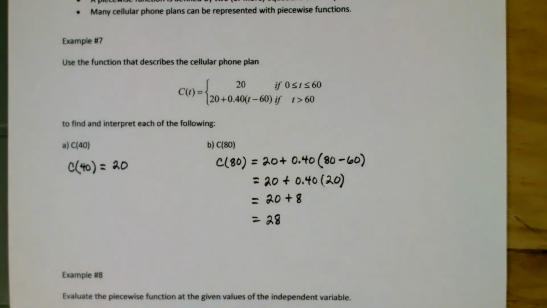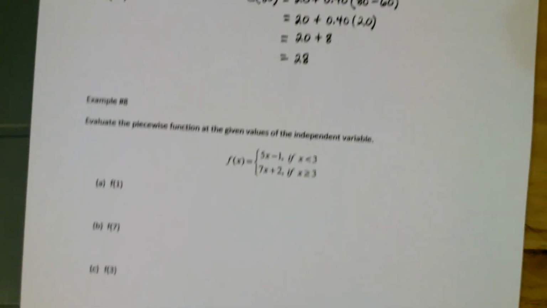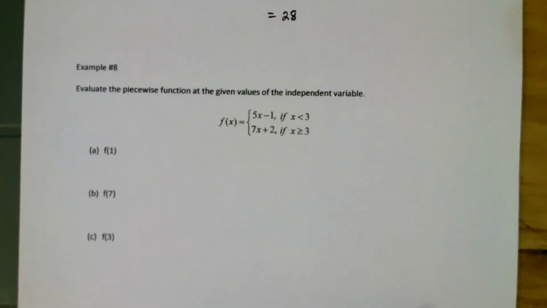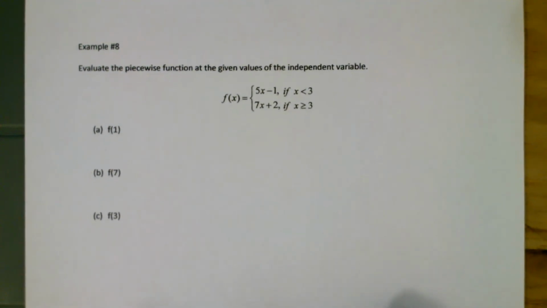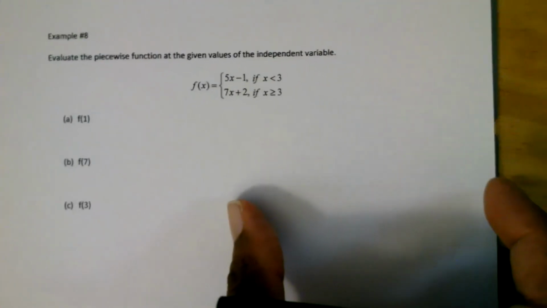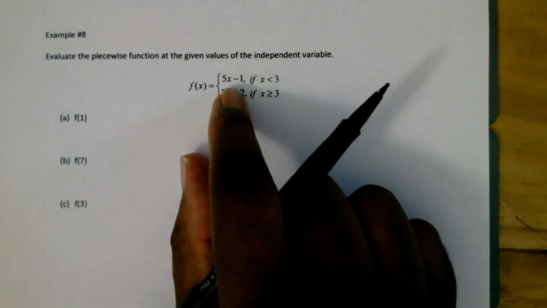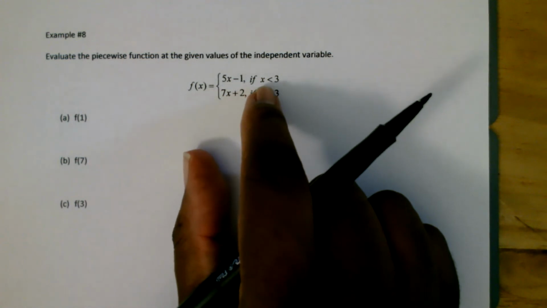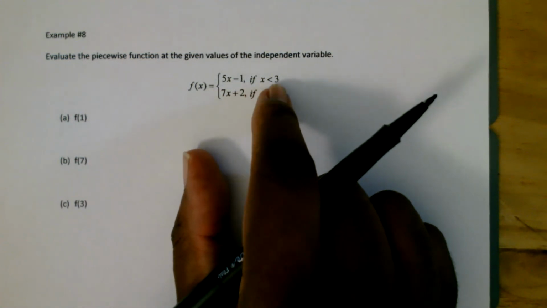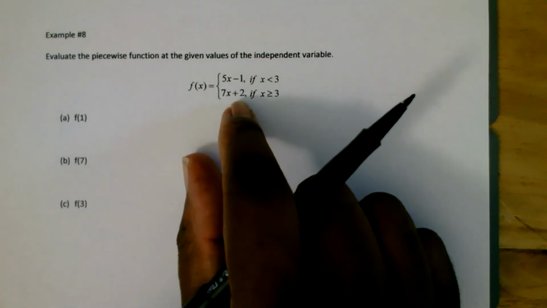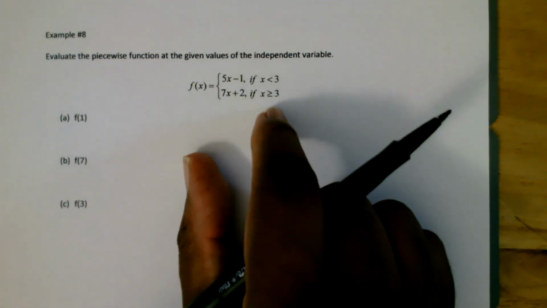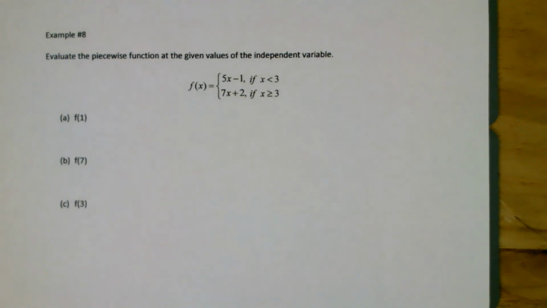All right, here's the last example. This one is similar to problems that are in the homework on my math lab. Evaluate the piecewise function at the given values of the independent variable. Here we have f of x equal to 5x minus 1, which we only use if your x value is less than 3, or 7x plus 2 if your x value is greater than or equal to 3. So let's look at parts A, B, and C.